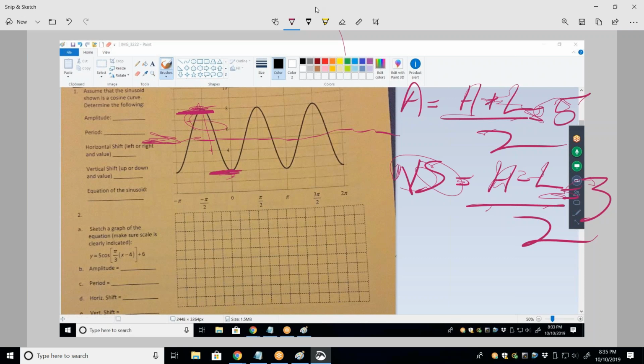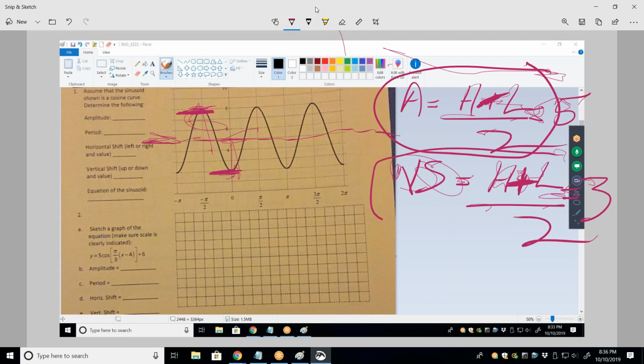So the amplitude must be minus, and the vertical shift must be plus. Because I can see that that vertical shift is at 5 from a base of 2. That's a shift up of 3. And the amplitude is clearly 3. It's the difference between 8 and 5. So the way to remember this is the amplitude is the difference, vertical shift is the sum. It's always that way.